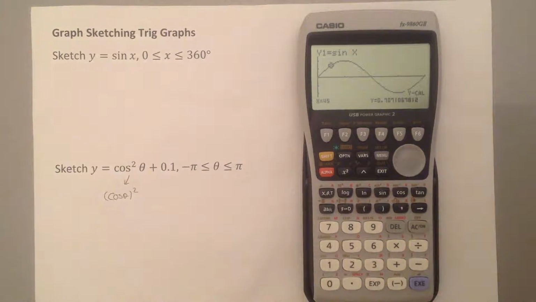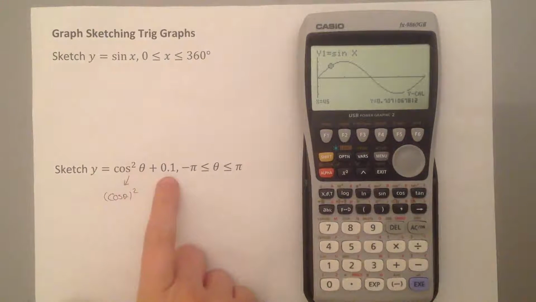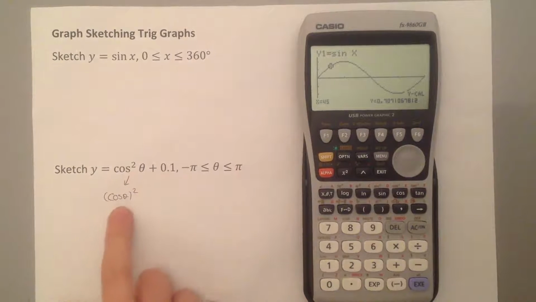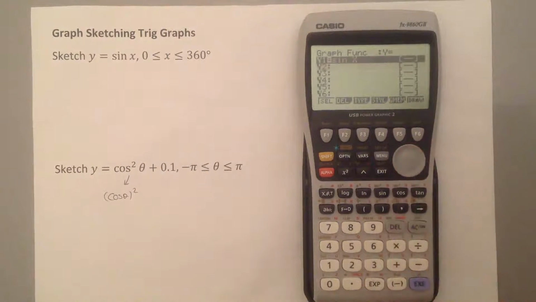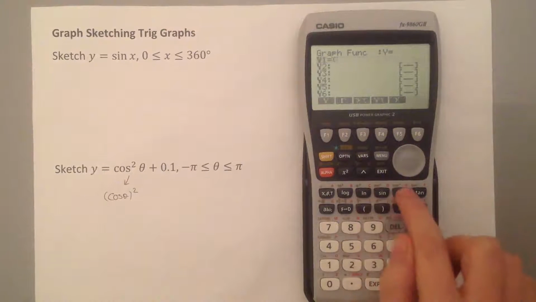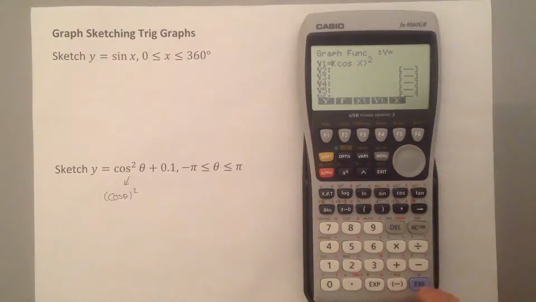On the second question we're going to look at, this time we're sketching cos squared theta plus 0.1. It's really important that when we type this into the calculator, we type it in as cos theta in a bracket and the squared on the outside. So if I go and change this, I'm going to put the bracket and cos. You'll find that it will still appear as x, which is absolutely fine. And we want squared plus 0.1.